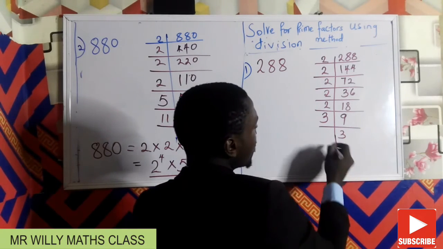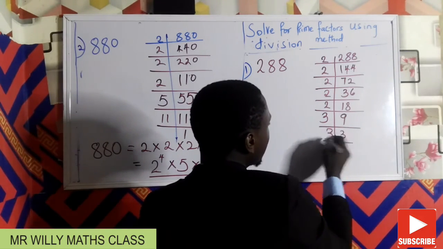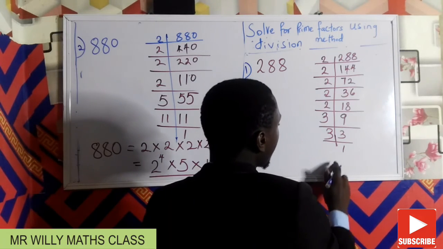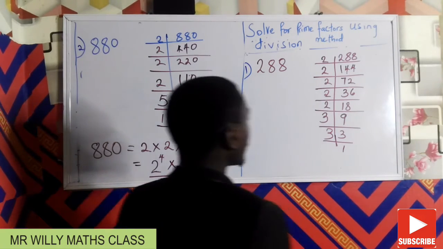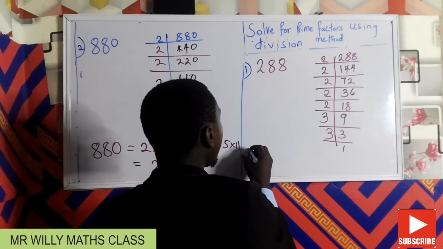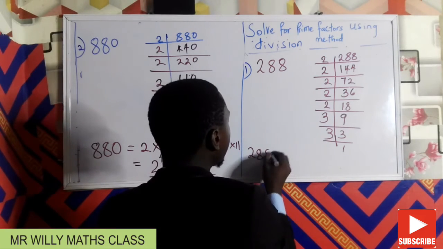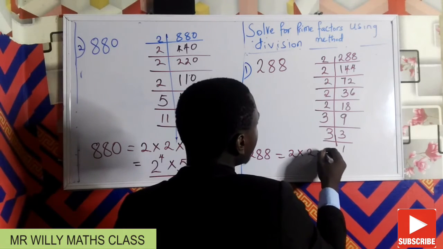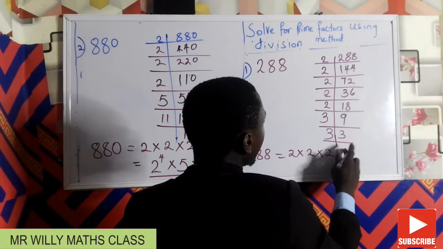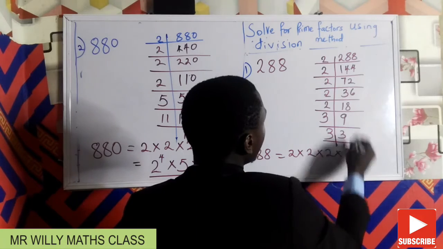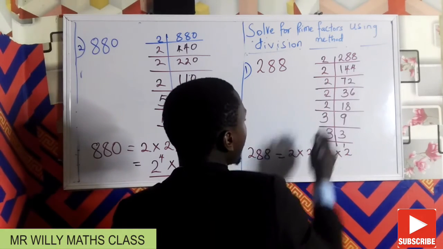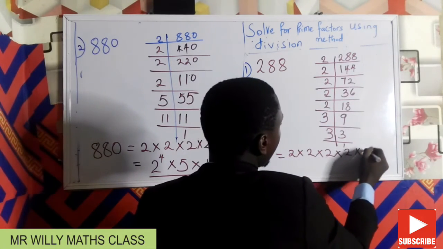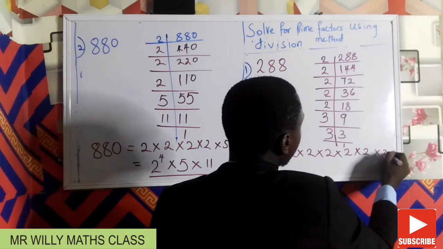And what number can go in 3 that will not give us a remainder? That will be 3. 3 in 3, that will be 1. So once you get to 1, you stop. Then you write out the product of the prime factors for the number. The product of the prime factors for 288 will be 2 times 2 times 2 times 2 times 2, 1, 2, 3, 4, 5, times 3 times 3.